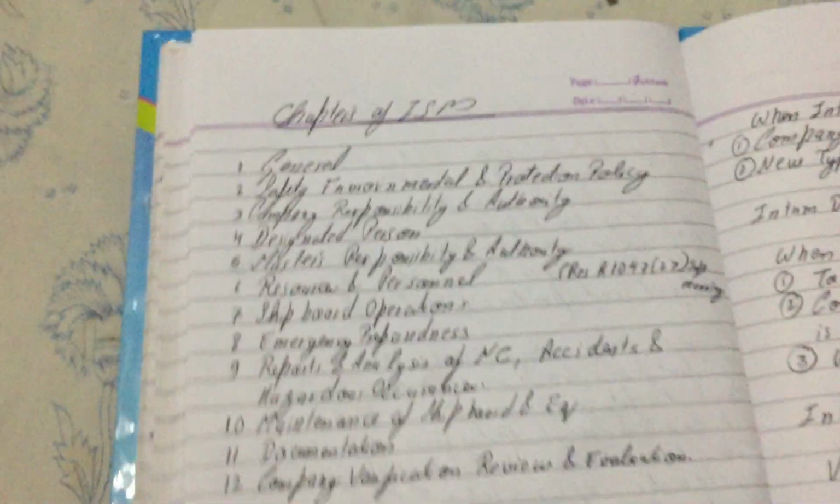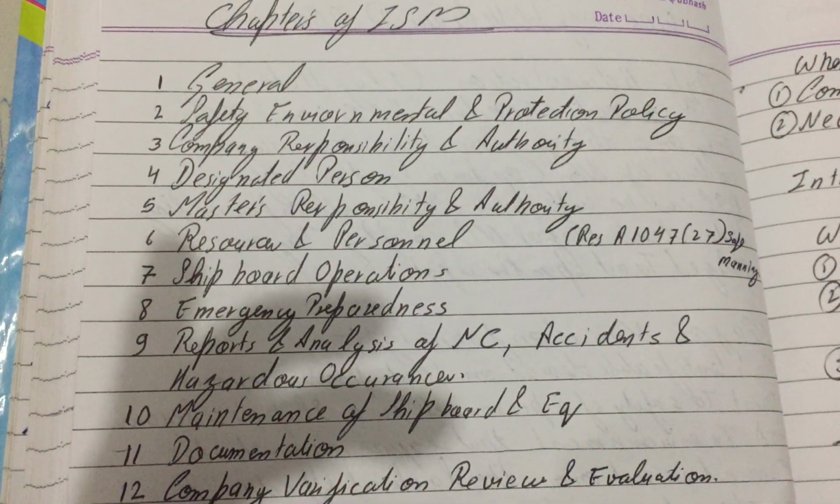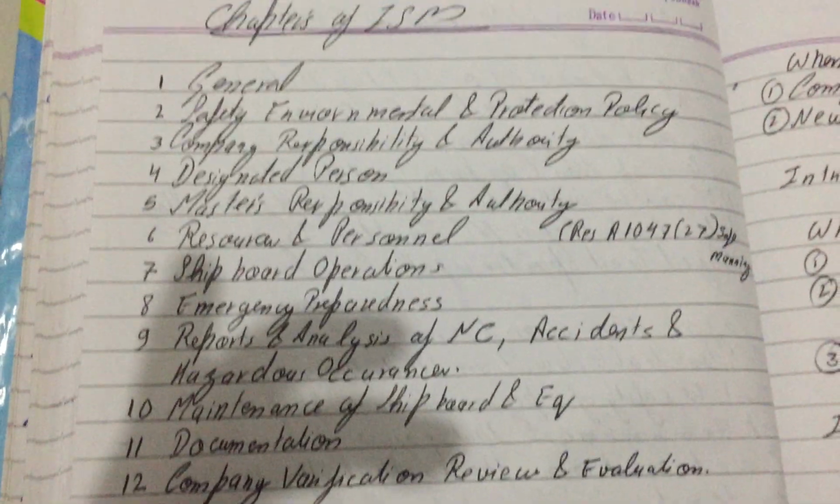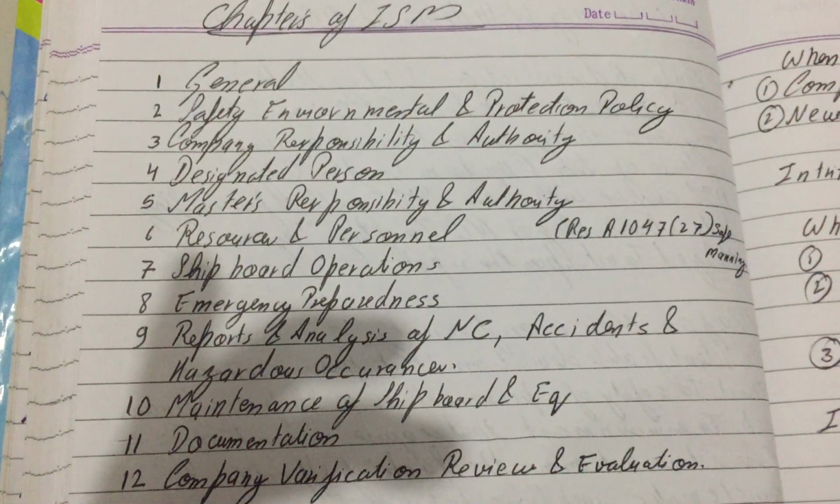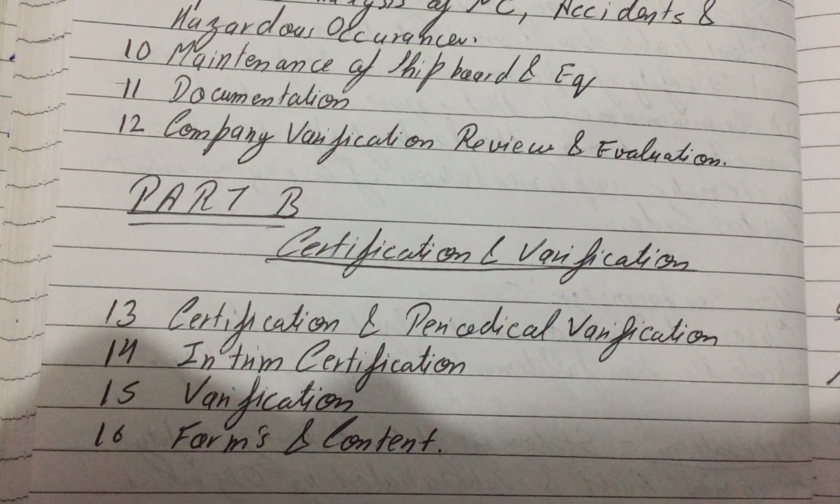So what are the chapters of ISM? It's all been listed out. I was already told there's a part A. Part A has 12 chapters. Then there's a part B. Part B has 4 chapters. Part B is generally about certification verification.